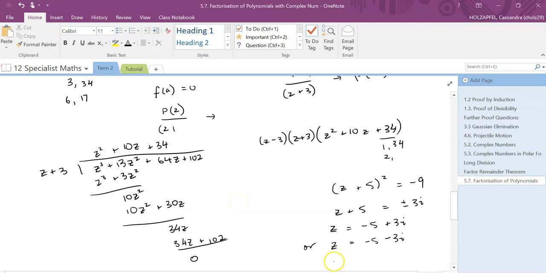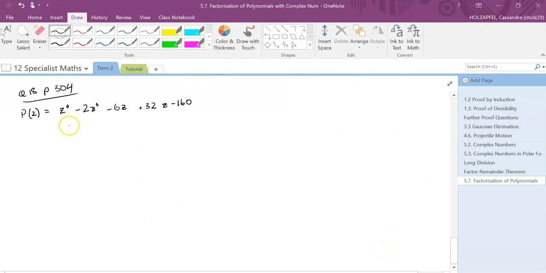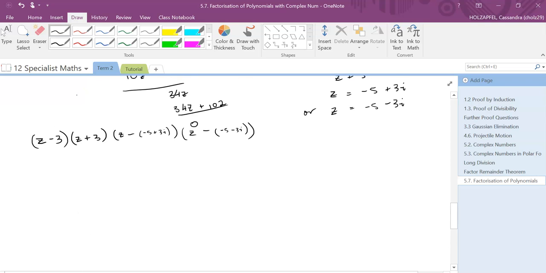So I've just finished off that completing the square method. So I have z is equal to negative 5 plus 3i, so that's going to be one of my roots, and then the other root would be negative 5 minus 3i. So let's pop that back into our equation now. All right, so I've just popped that back into that factorized form. So you can see here I've got z minus that root, z minus that root.